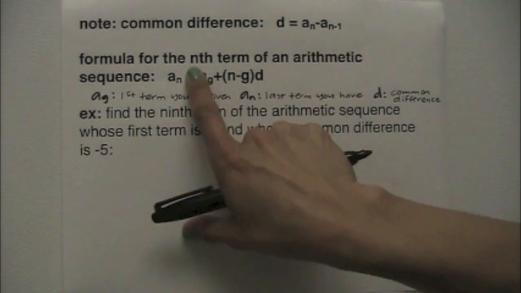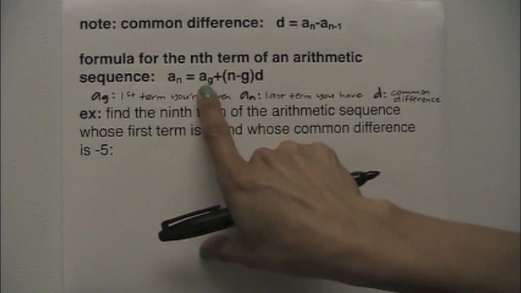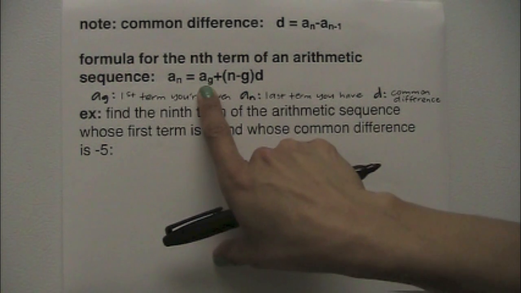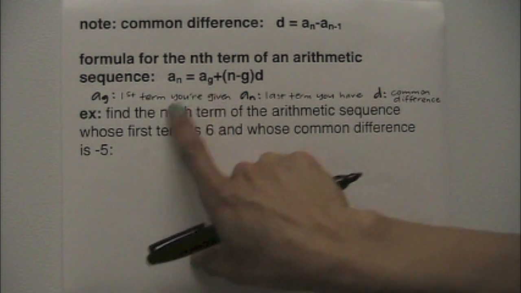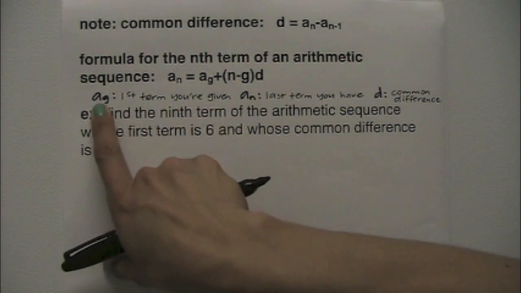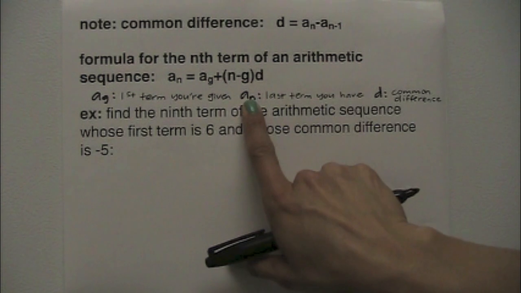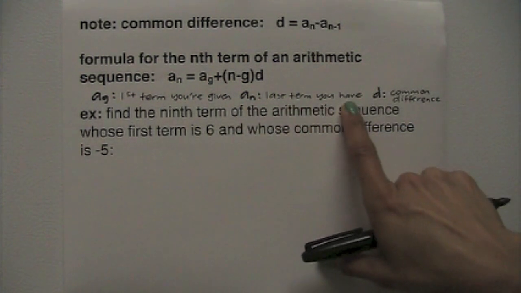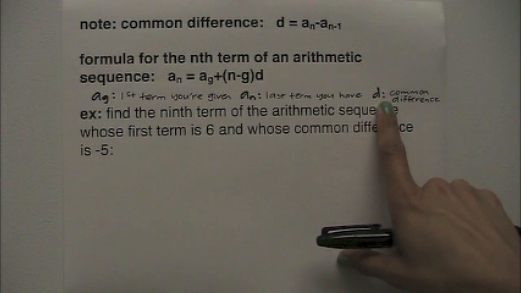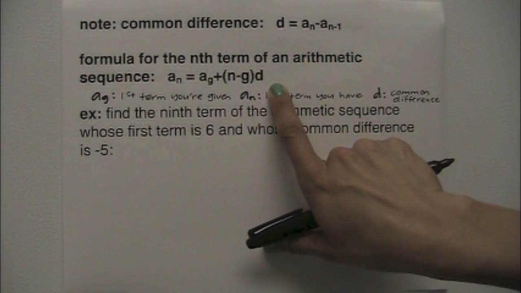And just a heads up, in most textbooks, you'll see this part as a sub 1, which is just the first term. We've made it a little bit more generic by labeling it a sub g, the first term you're actually given. a sub n represents the last term that you have, and d is your common difference. So this formula will help us find any given term that we need.